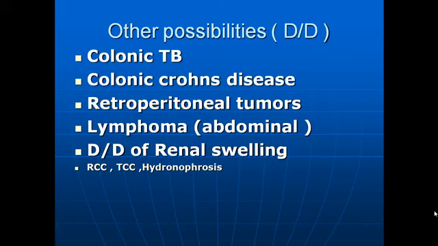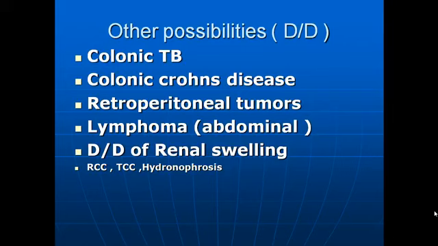Next thing, what are the other possibilities? That is the differential diagnosis. These are the differential diagnoses. It may be chronic tuberculosis, though it's very rare. It may be chronic Crohn's disease, again it's rare. It may arise from the retroperitoneal tissues, that is a retroperitoneal tumor.